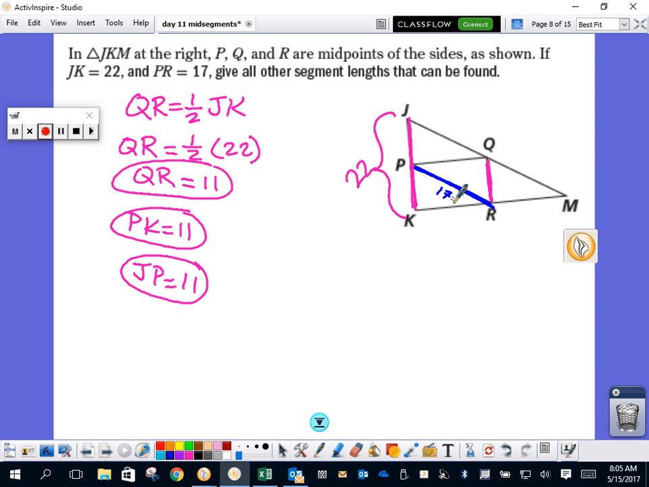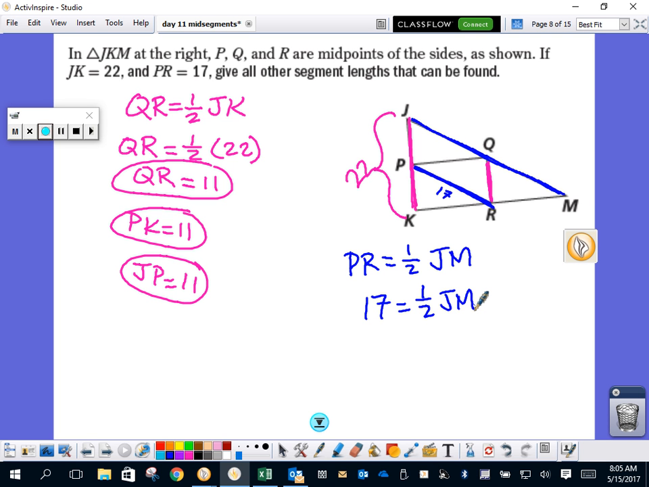What side goes with PR? JM. So PR equals 1/2 JM. What's the length of PR? 17. How do you get rid of this 1/2? Half of a number has to get to 17. How can you figure that out?